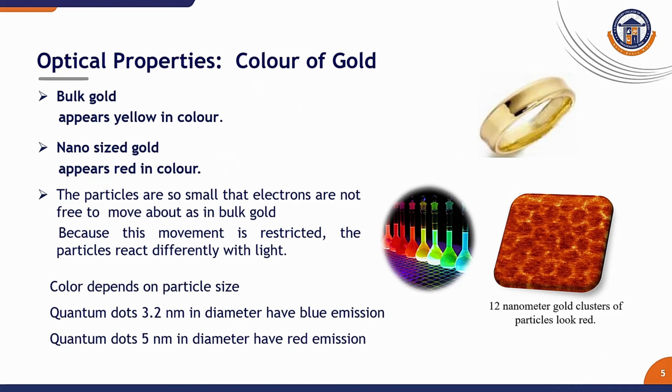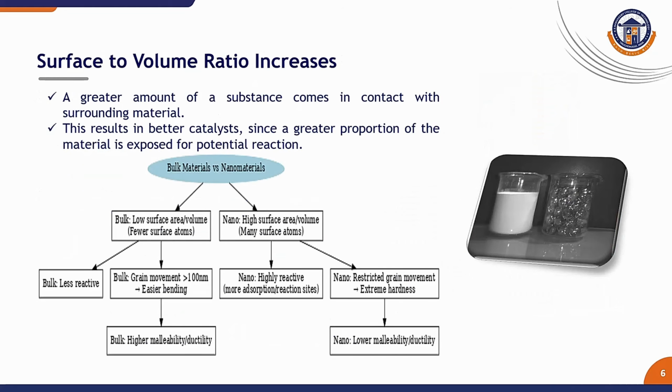Optical properties. A classic example is gold. In bulk, gold appears yellow. At the nanoscale, gold particles appear red in color. This is because electron movement becomes restricted in nanoparticles, altering how they interact with light. The color of nanomaterials depends strongly on particle size. Quantum dots of 3.2 nanometers emit blue light, while dots of 5 nanometers emit red color.